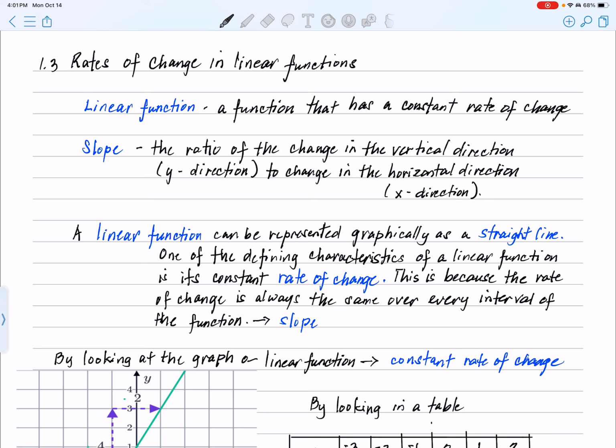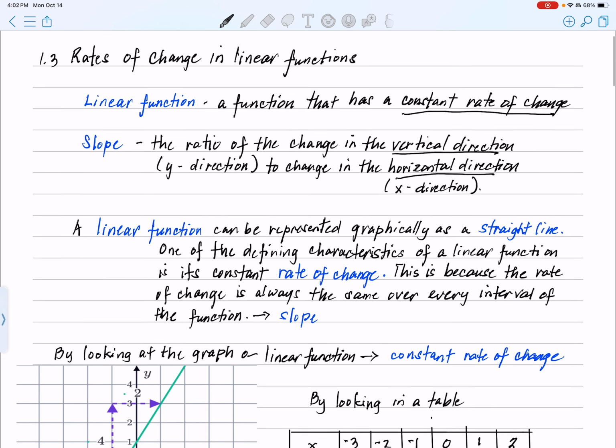Of course, it's a function that has a constant rate of change. So the rate of change here is constant. The slope is related to the rate of change, because when we say rate of change, we are talking about the slope. The slope is the ratio of the change in the vertical direction, that is the y direction, and the horizontal direction, that is the x direction. Okay? Vertical y, horizontal x.